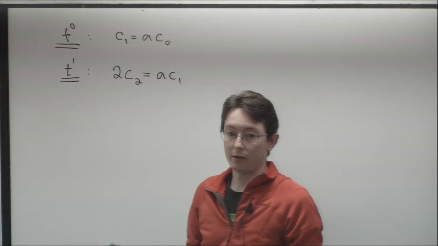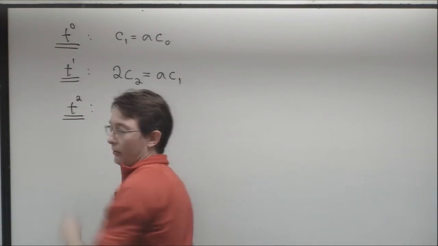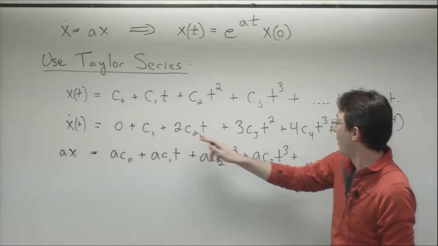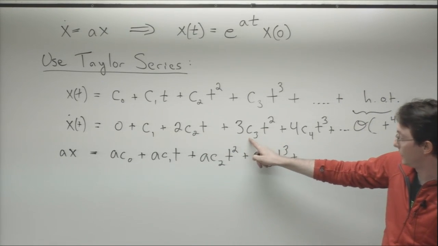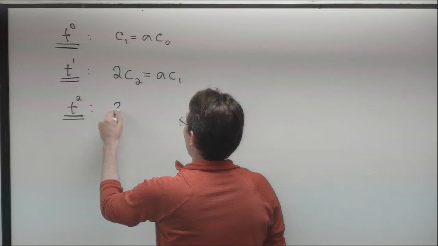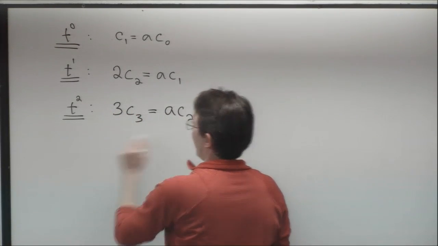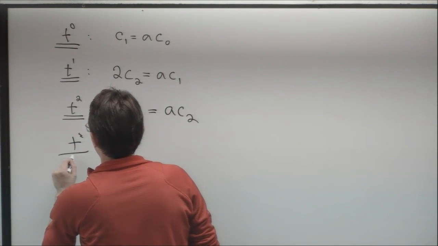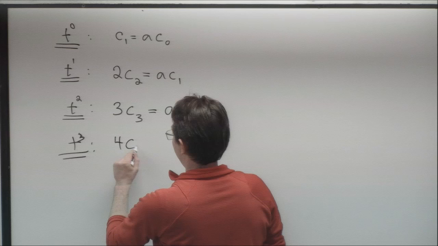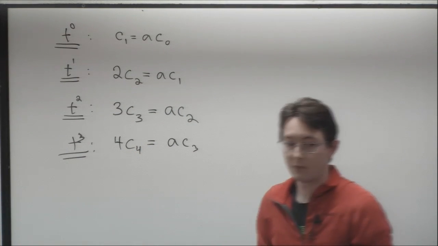Okay, this is starting to look like a pattern, right? So I have a 4-year-old son, and everything is a pattern now, he thinks. So for t squared, we have 3c3 equals a times c2. And so on. Let's just write the last one. I'm guessing it's 4 times c4 equals a times c3, right? Good.